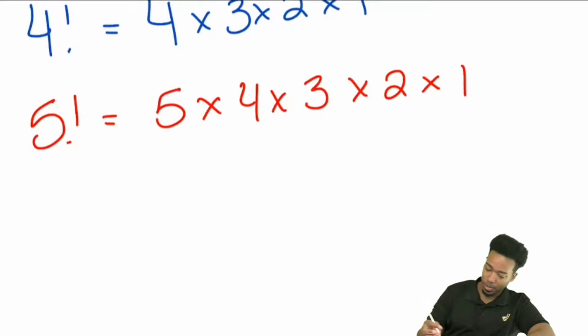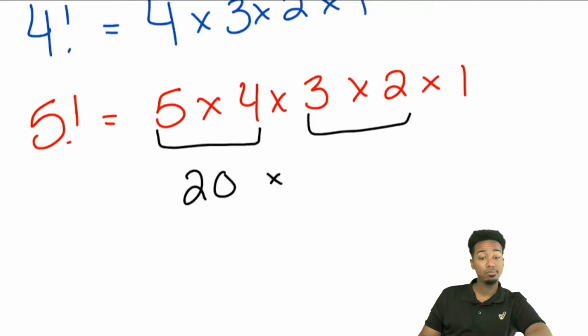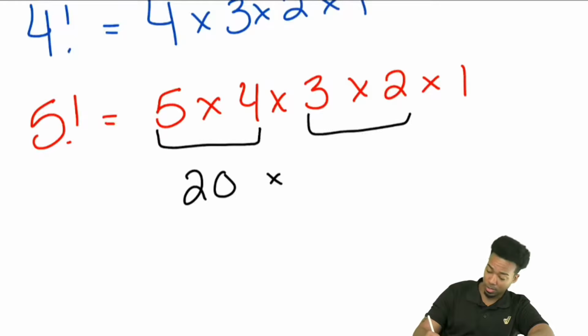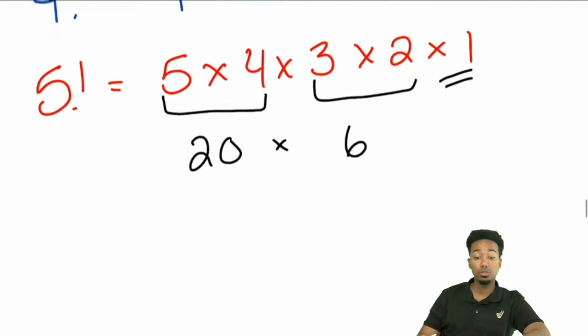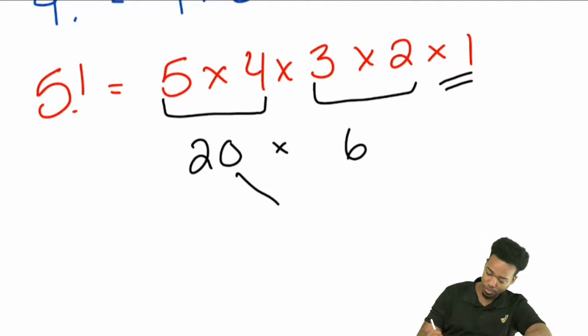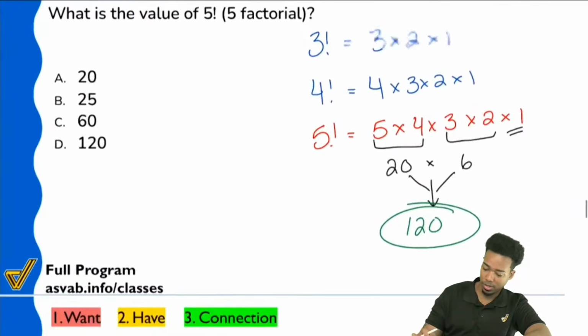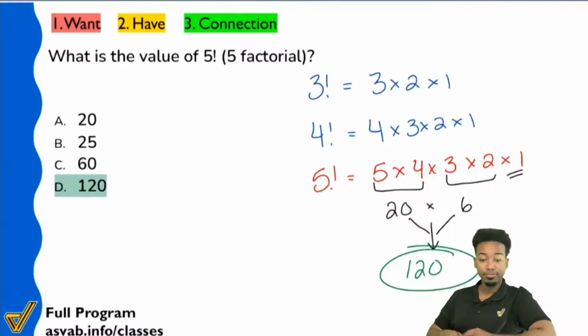So here, everybody, let's just go ahead and do the work. What's 5 times 4? What's that going to be? Right, that'll be 20. And then if you wanted to, you could just say, hey, what's 3 times 2? That's going to be 6. And again, multiplying by 1 is just going to keep it the same. 6 times 1 is 6, whatever. And now we'll do 20 times 6. What's 20 times 6? 120. There it is. And we are done. Boom. And there we have it.